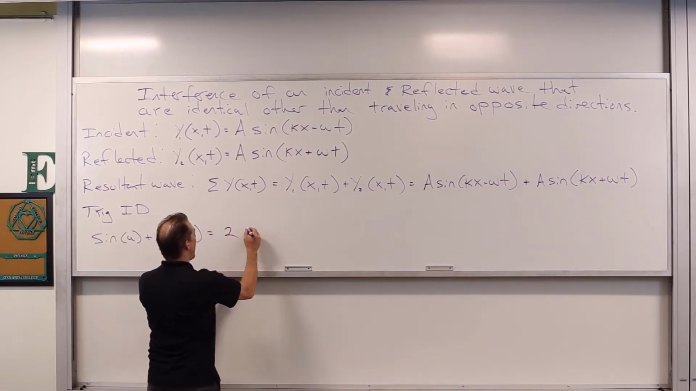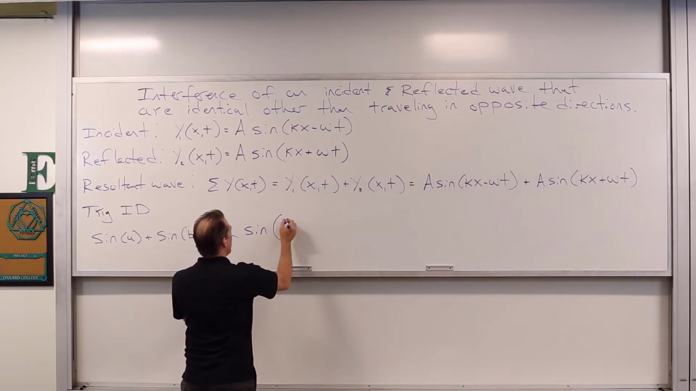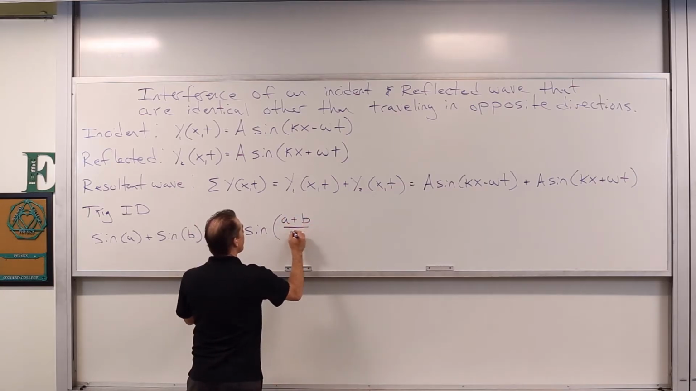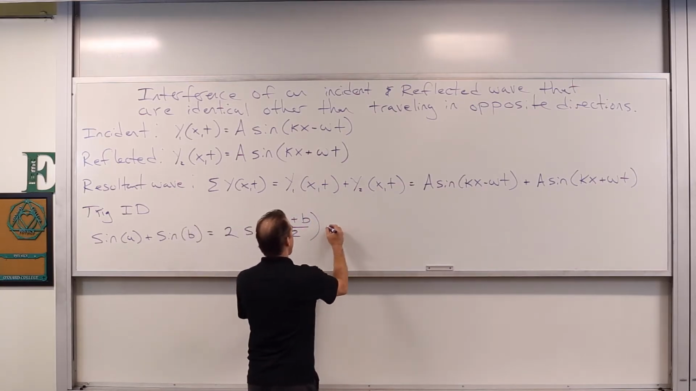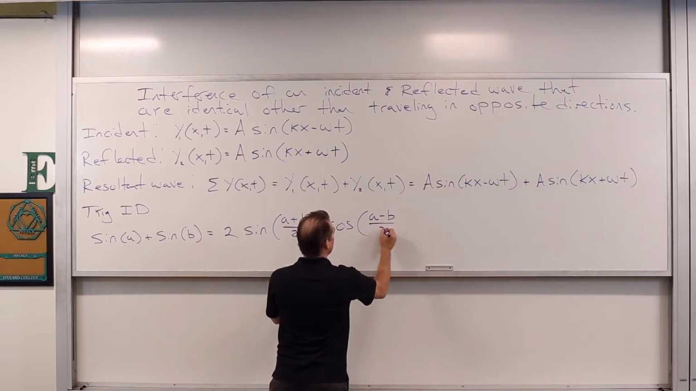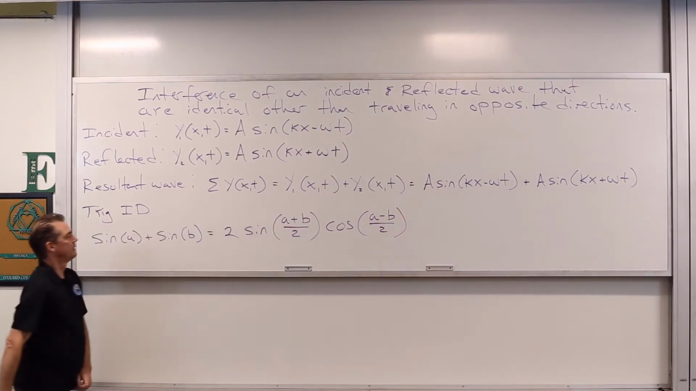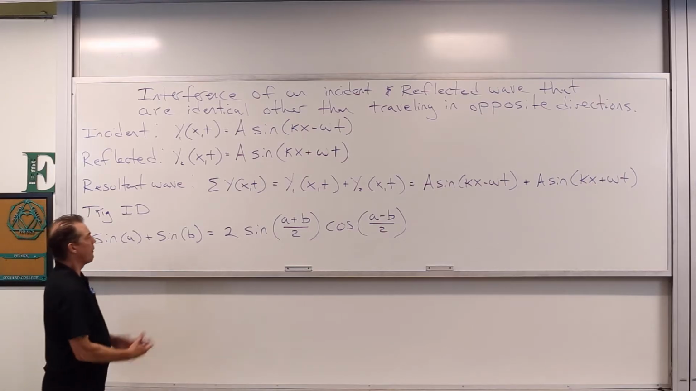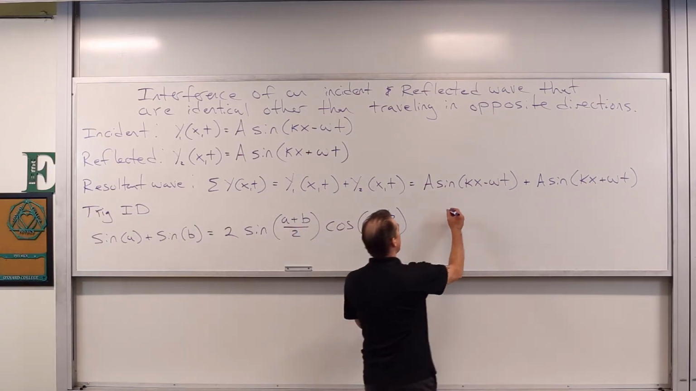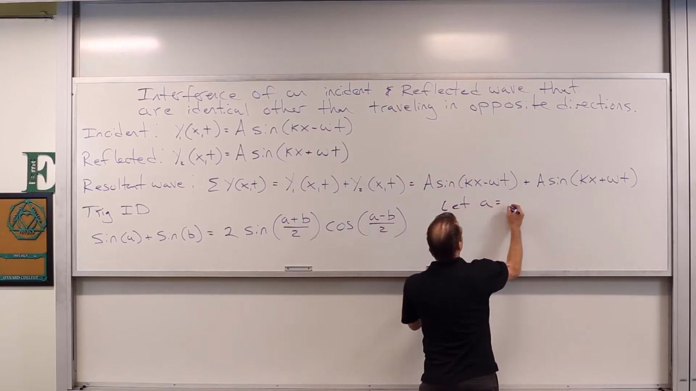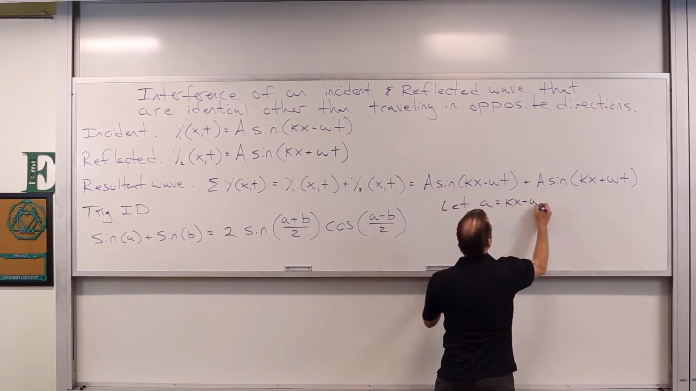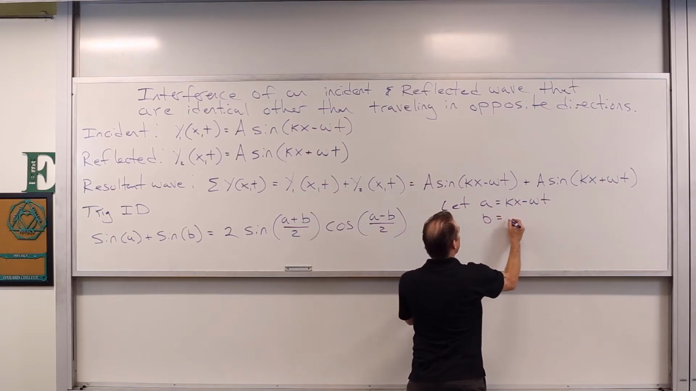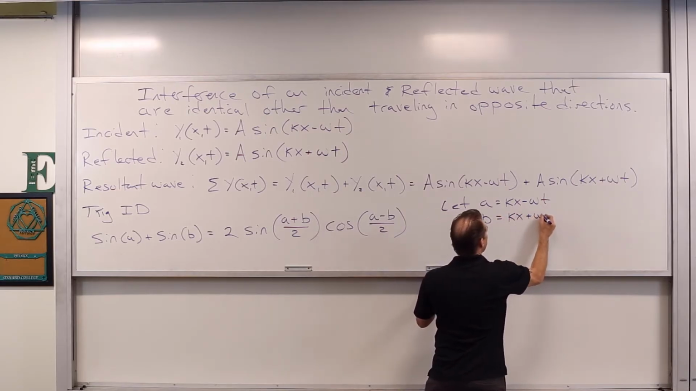Trig ID: the sine of A plus the sine of B is equal to 2 times the sine of the quantity A plus B divided by 2, times the cosine of A minus B over 2. A nice trig identity there. So how are we going to use this?